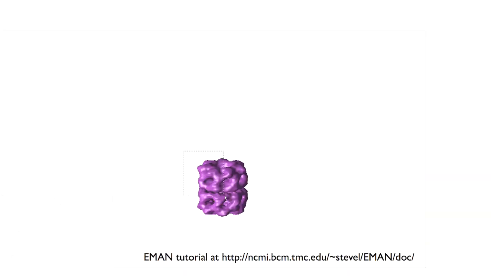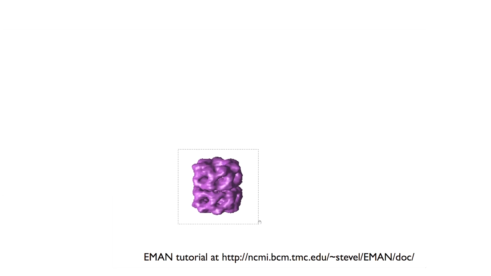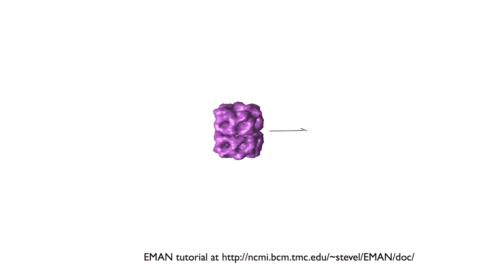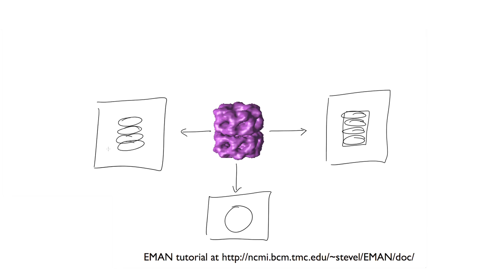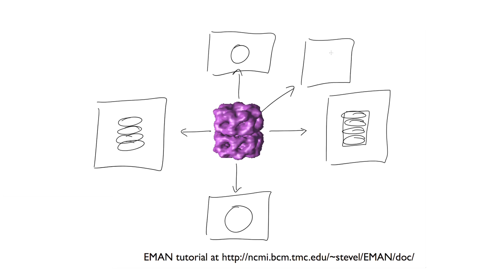The next step is to take this three-dimensional reconstruction and reproject it in all possible directions. So if we were to take a projection image of the particle from that view, it would look like 4 stacks of rings. And if we took a projection of the particle from the top, it would look like a circle. And if we took a picture from this angle, it would look like a stack of 4 rings. And of course, from the top, it would look like a circle.